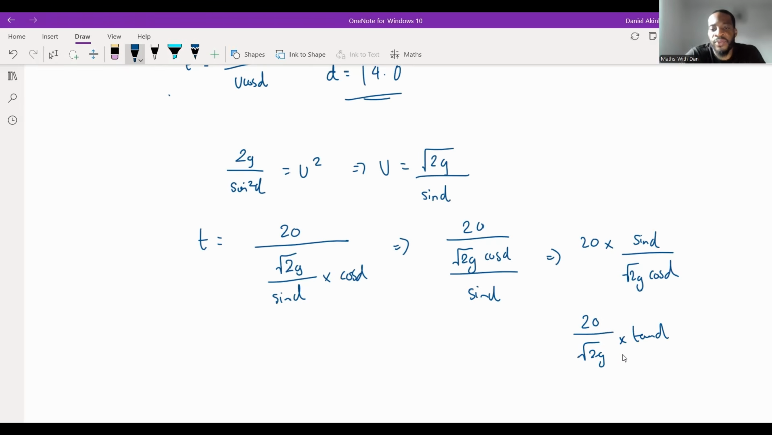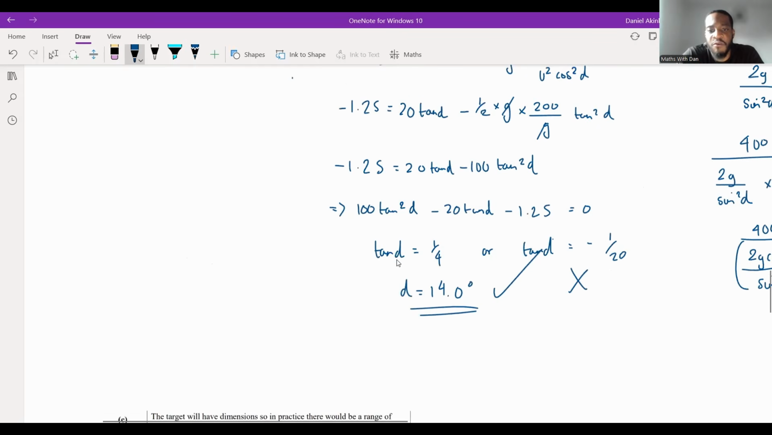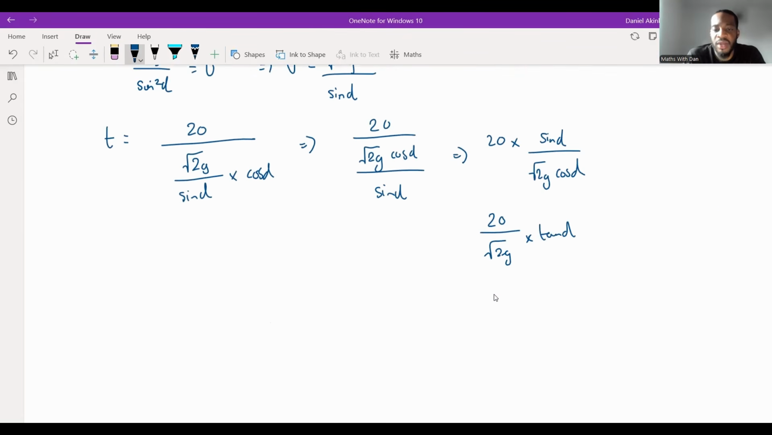Does that make sense? And then we actually know what tan alpha is, because if alpha was 14 degrees, where did we get the alpha from? It was when tan alpha is equal to a quarter. So you can be really nice and just plug that in instead, times a quarter. Does that make sense, guys? We happy with that? Yeah, good stuff. So I'll put that in and then see what we get.